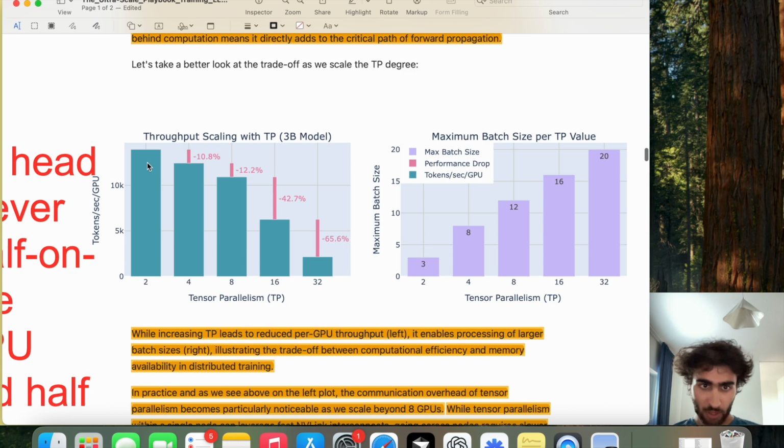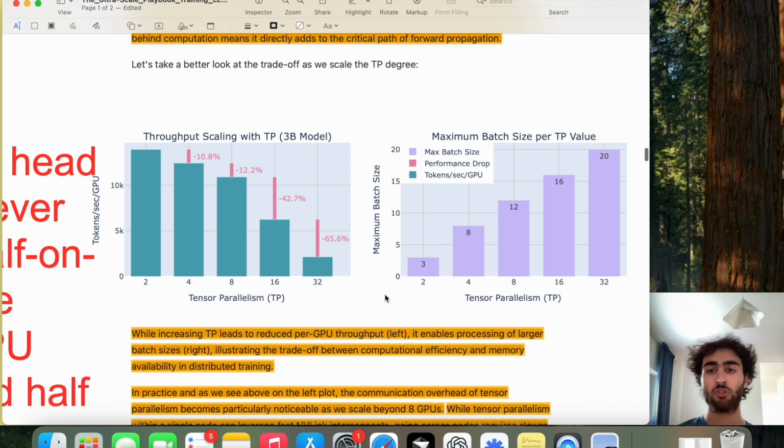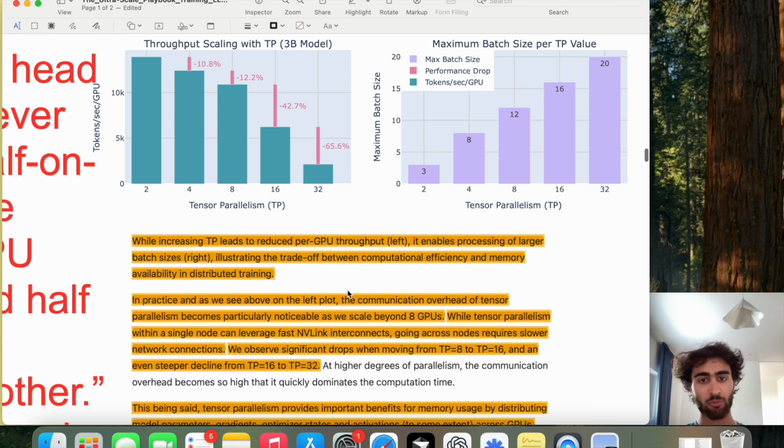And this is what it shows here. So as we scale tensor parallelism, the throughput decreases quite a lot. But one thing worth noting is that we are able to increase our maximum batch size because we are splitting the activations across our devices. In practice, as we see on the left plot, the communication overhead of tensor parallelism becomes particularly noticeable as we scale beyond 8 GPUs. Why is this the case?